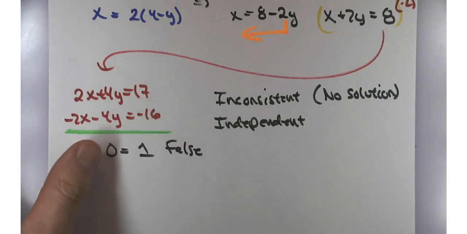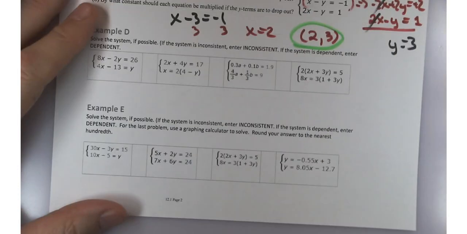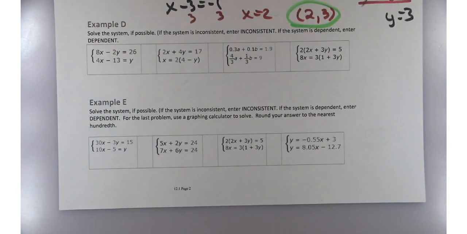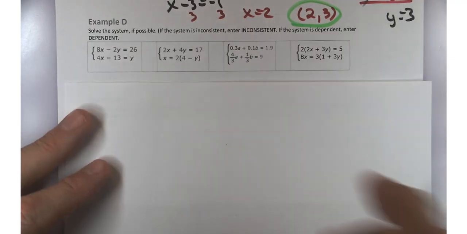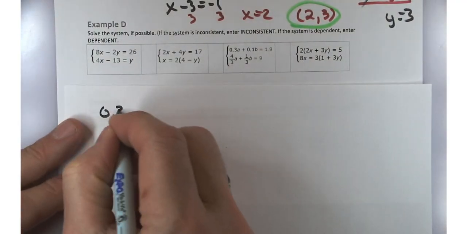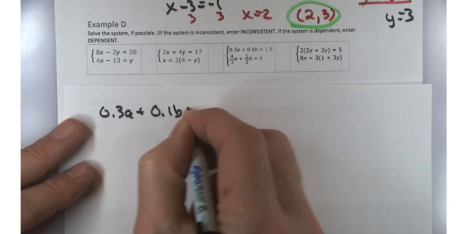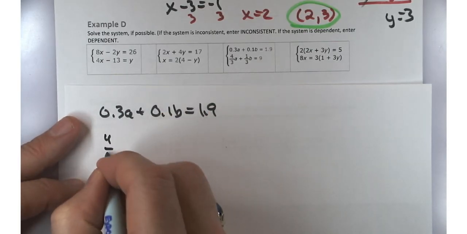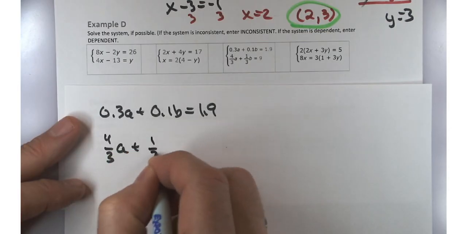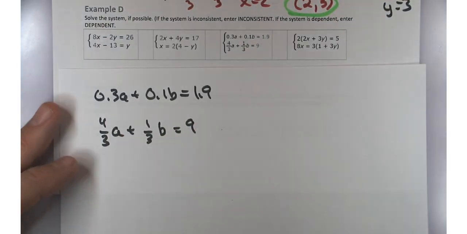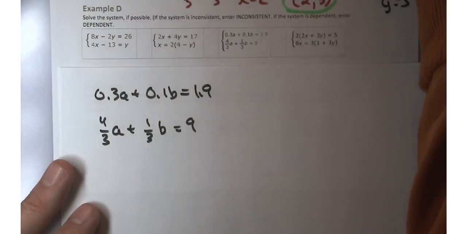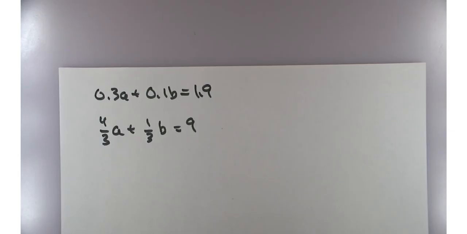Let's move on down to the next one here, which is this one. 0.3a plus 0.1b equals 1.9. 4/3 a plus 1/3 b equals 9. Now, most of you would probably be less than enthusiastic to see a problem like this on an exam. Can someone put into words for me what just doesn't look that fun or appetizing about this problem? Decimals, yes. It's got decimals. And it's even got fractions, right? It's got the worst of both worlds.